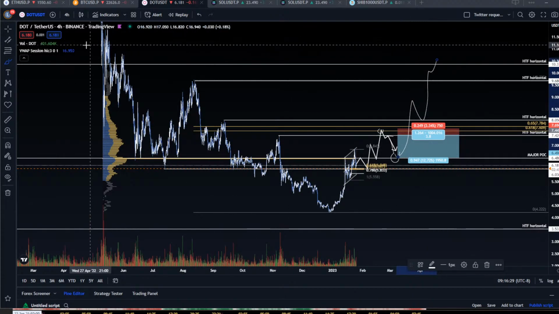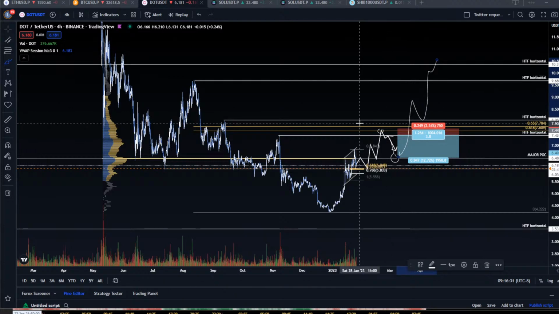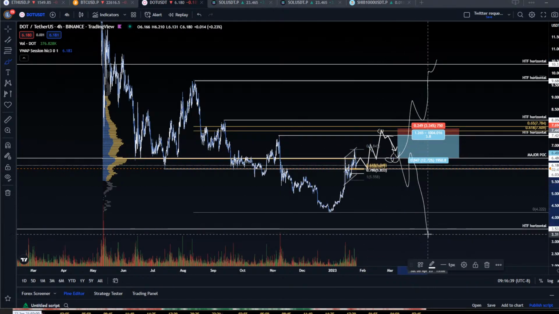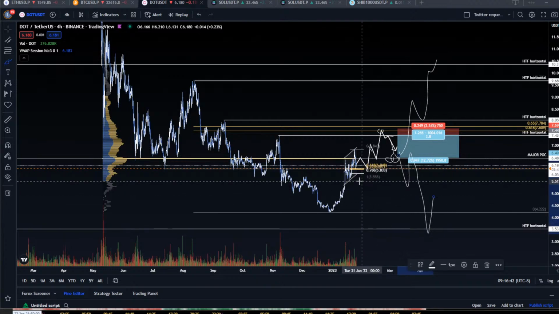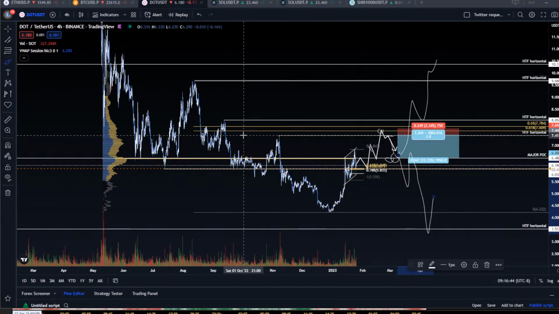I think it's likely over the next month that DOT sees higher. Of course, anything can happen, and if we hold this point of control as resistance either here or after a breakdown, well then, yeah, we can just come back down into the lows of the range. But that's why we use risk management and invalidation.